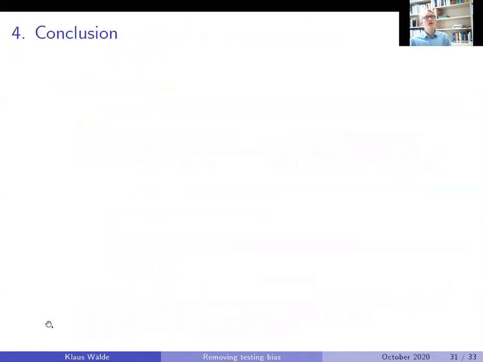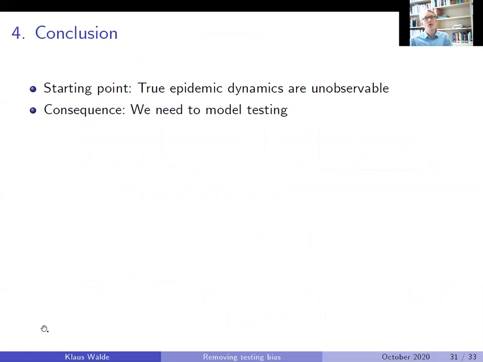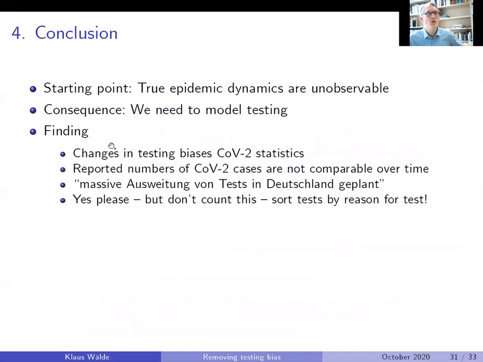Okay, so let me summarize. What was the starting point? The starting point was that we don't observe true epidemic dynamics. So this is why we test in reality, and we need to take the testing into account in our model as well. What are the findings? The changes in the testing, the reasons for testing, bias CoV-2 statistics, and this is what we look at every day. They are biased. So reported numbers of CoV-2 cases are not comparable over time.